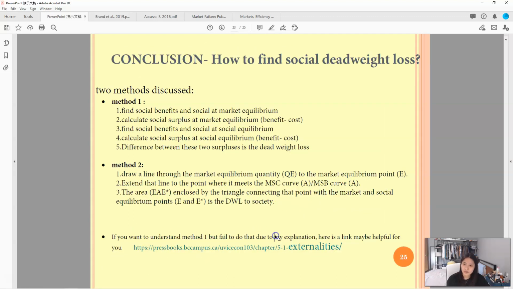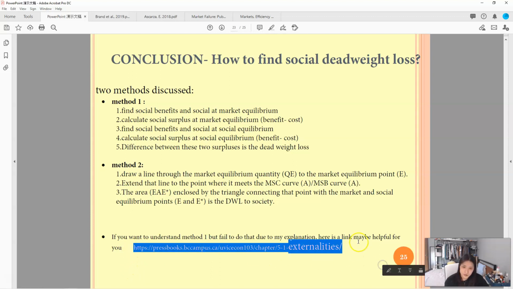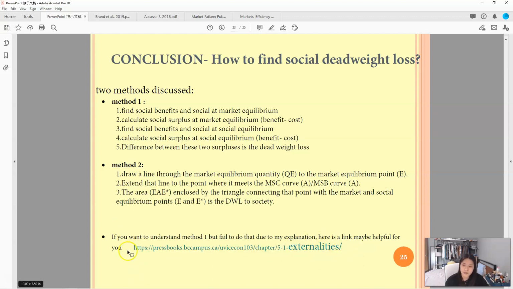And if you want to learn more about the first method, if you are still confused about how to find the deadweight loss using the first method, here is the link which would be very useful for you to learn how to find the social deadweight loss.